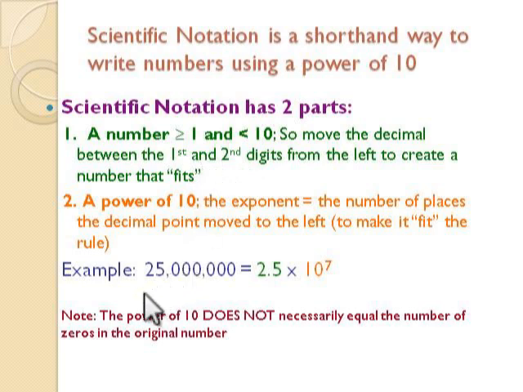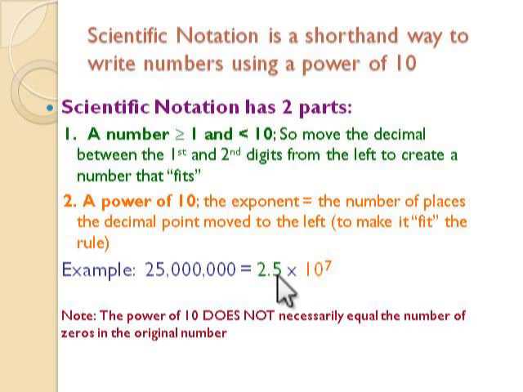So if I had the number 25 million, I would need to put a decimal between the first two digits to make it fit the definition of scientific notation as a number between 1 and 10. Okay, so here I've done that. I've put a decimal between the 2 and the 5.